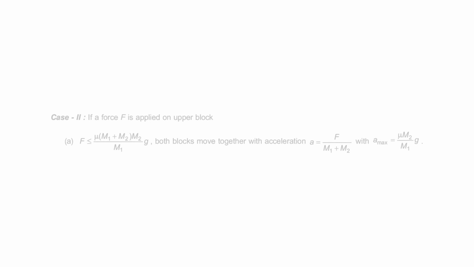Case 2. If a force F is applied on the upper block, please see the image on screen. A, F less than or equal to mu times (m1 plus m2) into m2 divided by m1 into g. Both blocks move together with acceleration a equal to F divided by (m1 plus m2), with a max equal to mu m2 divided by m1 into g.